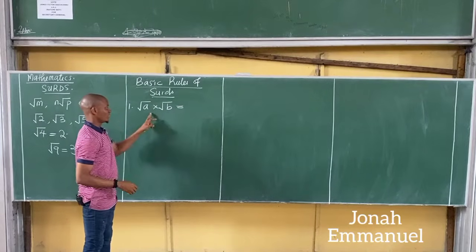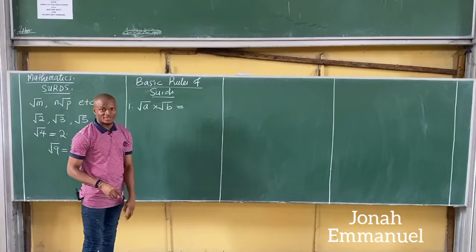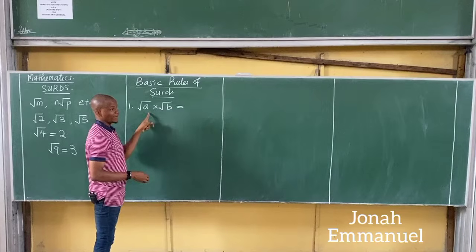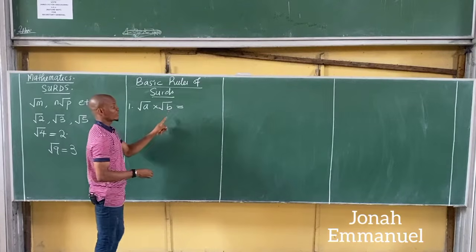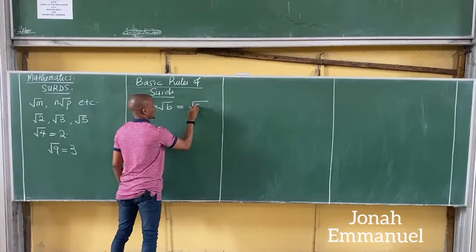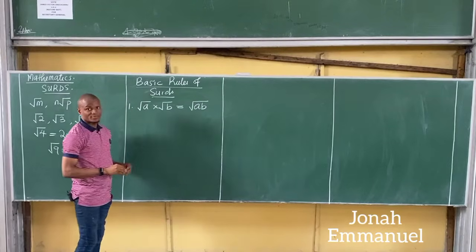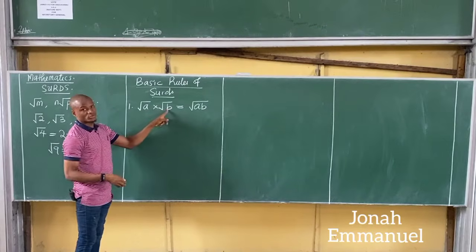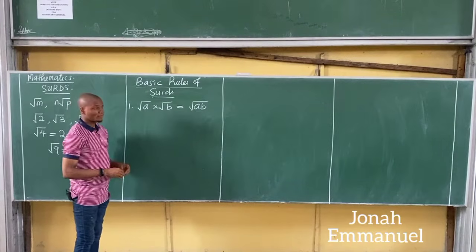Let's call it the multiplication law of surds. It says this way: if I have the square root of a number times the square root of another number, this is equal to the square root of these two multiplied.